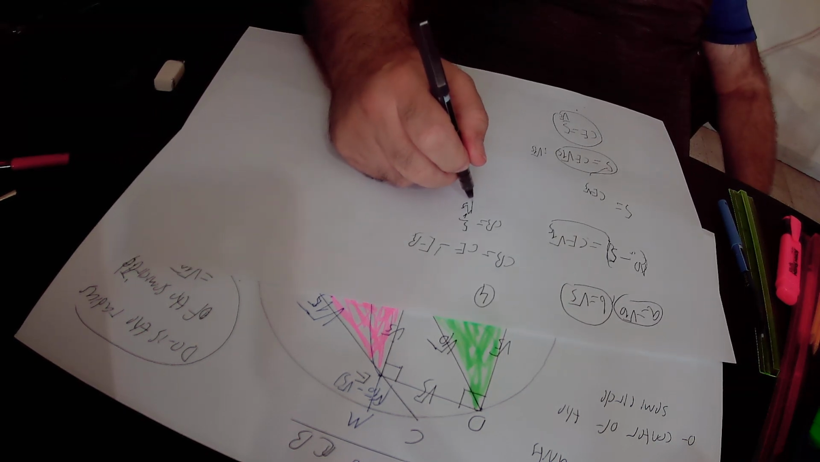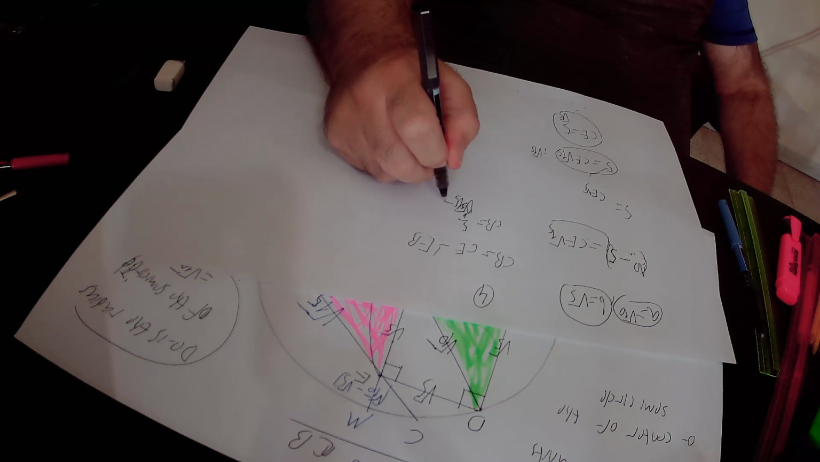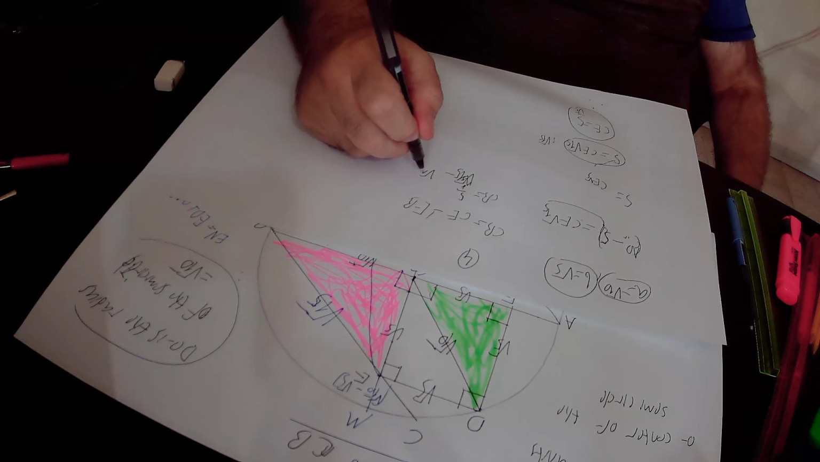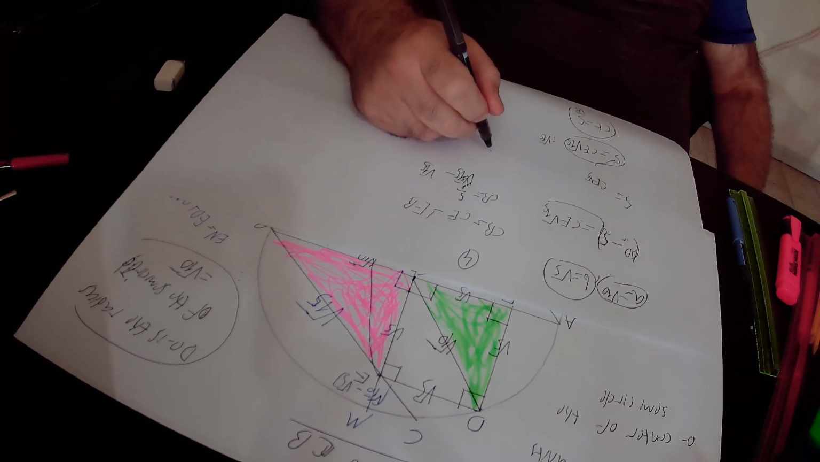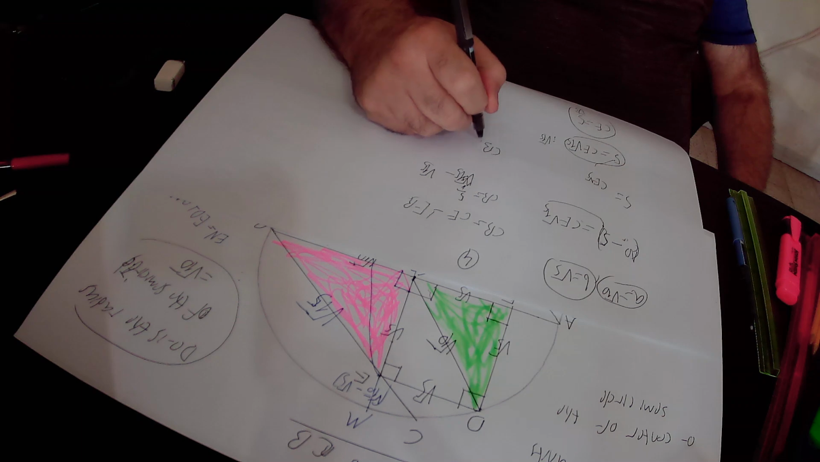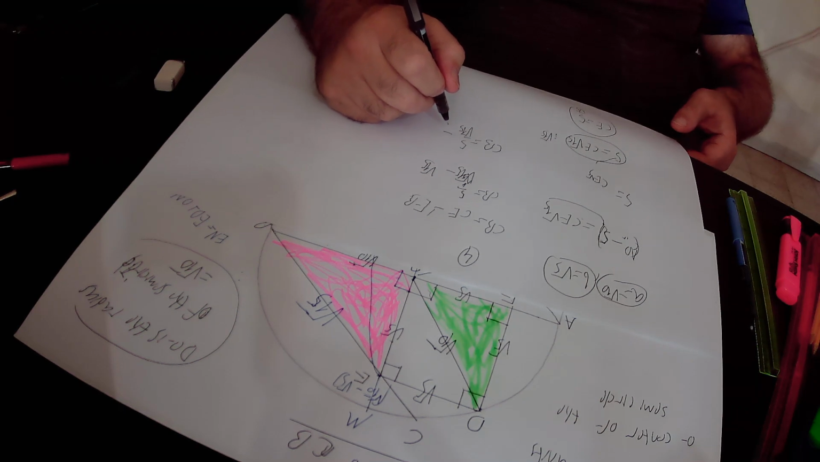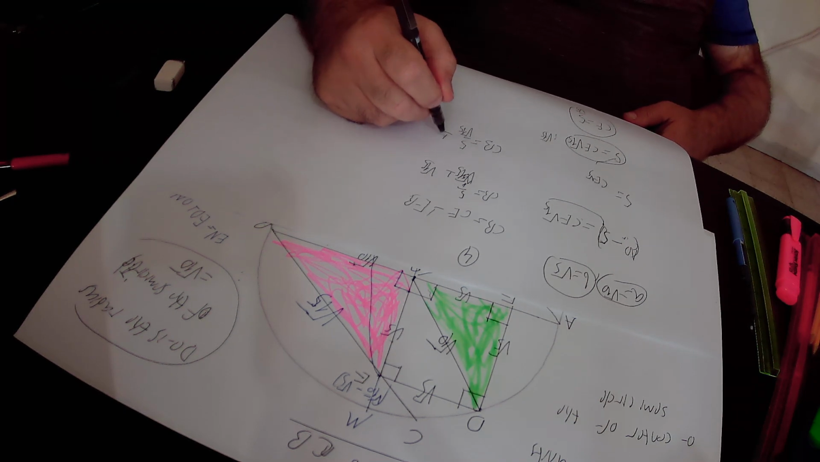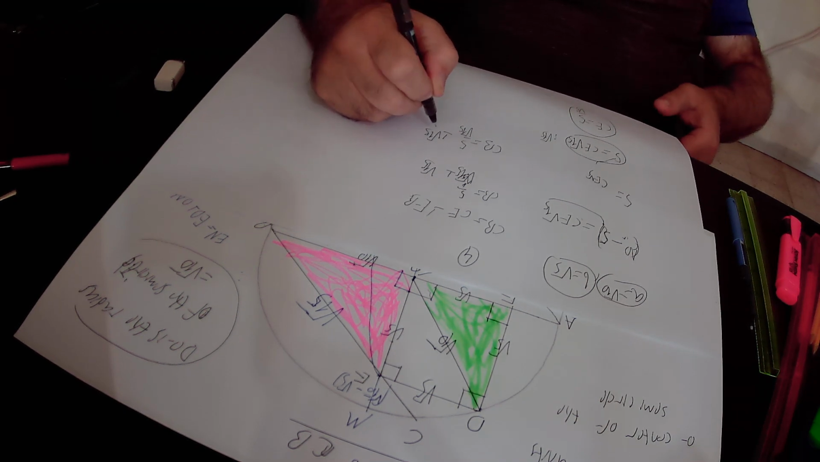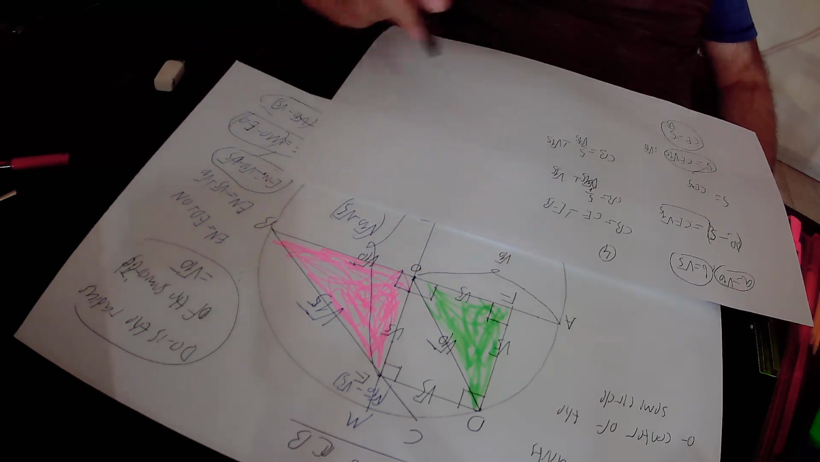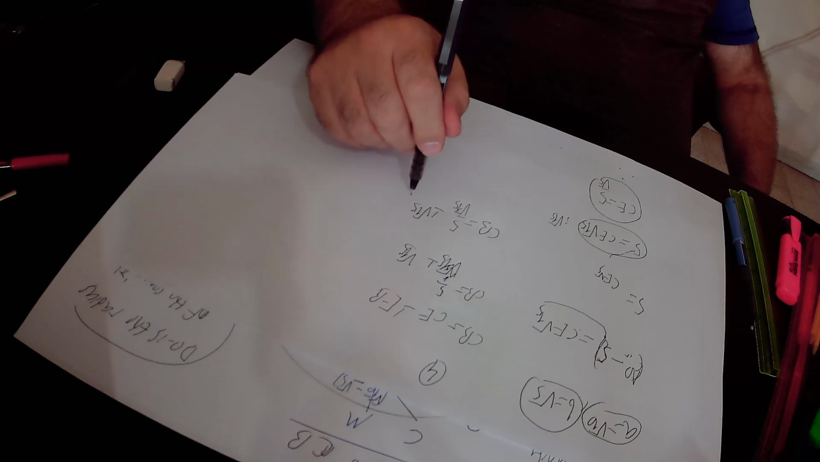CB equals 5 over square root of 15 plus EB. We've already found out that EB equals square root of 15. So the answer to the question is that CB equals 5 over square root of 15 plus square root of 15. This is actually CE plus CB. So that is the answer to the question.